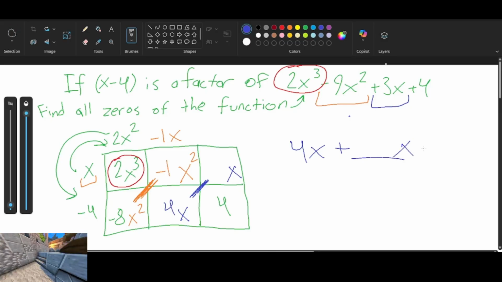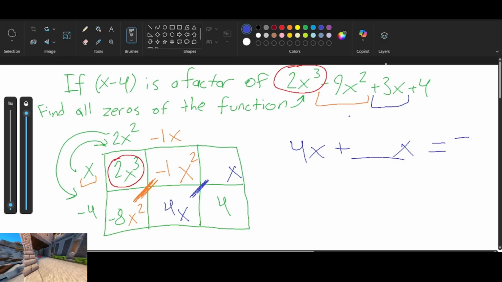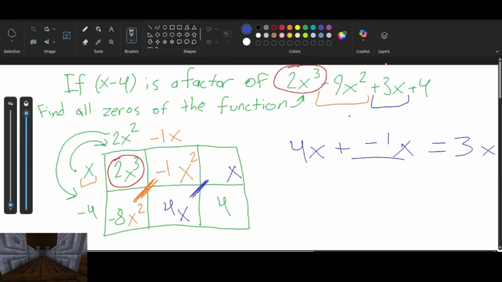Plus something x equals 3x. Let me write plus 3x. I know that 4 plus, again, a negative 1 will give me that 3x. So in my top right box, I need negative 1x.